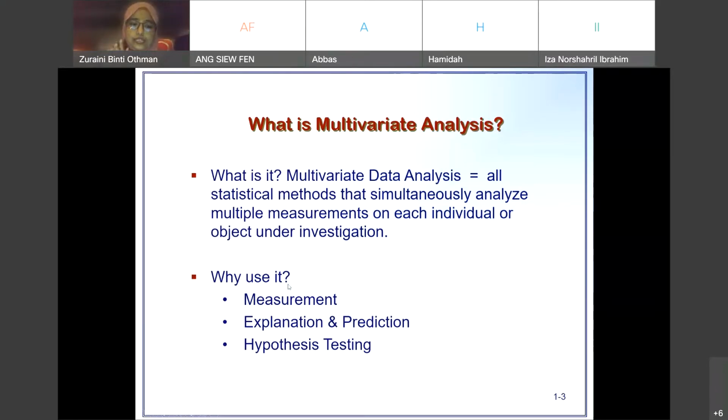Okay, why use this multivariate analysis? We use it to measure something, to explain and predict something, and for hypothesis testing. For example, for explanation and prediction, while using the graduate employability data, we want to predict whether this course is still valid for the next 10 years. That's why we are using multivariate data analysis on that particular person, the graduate, as our sample. Okay, is there any question?